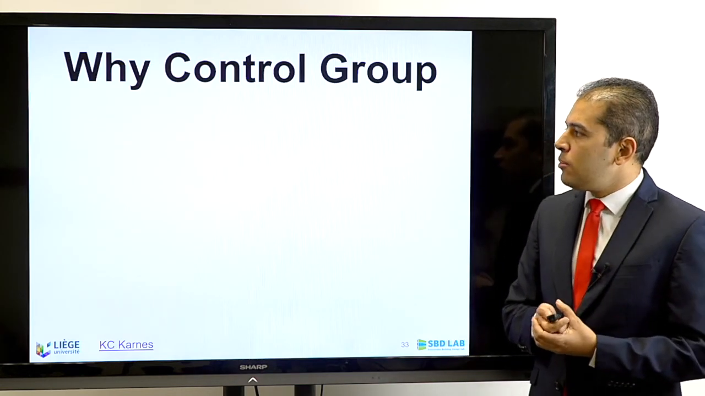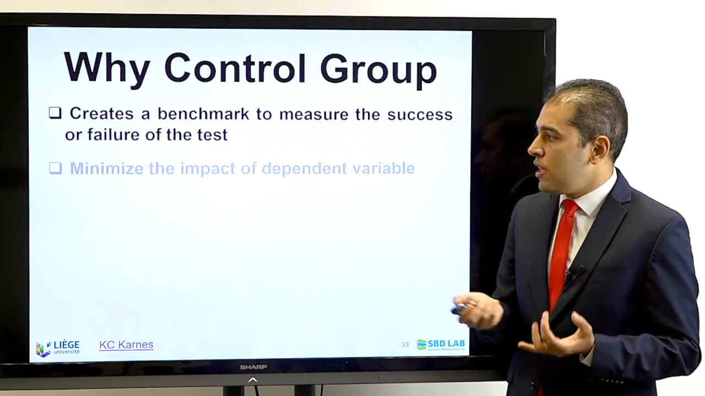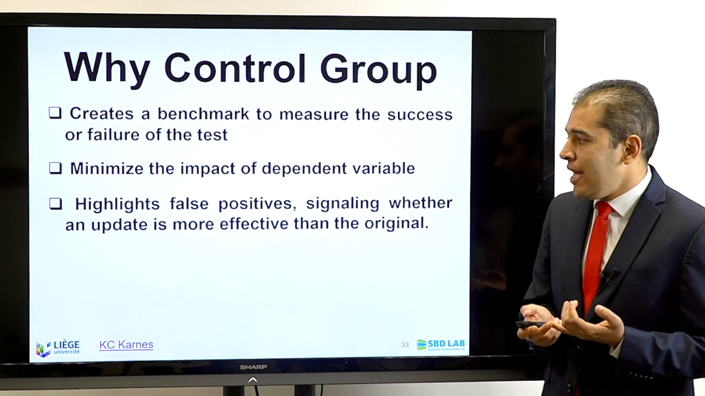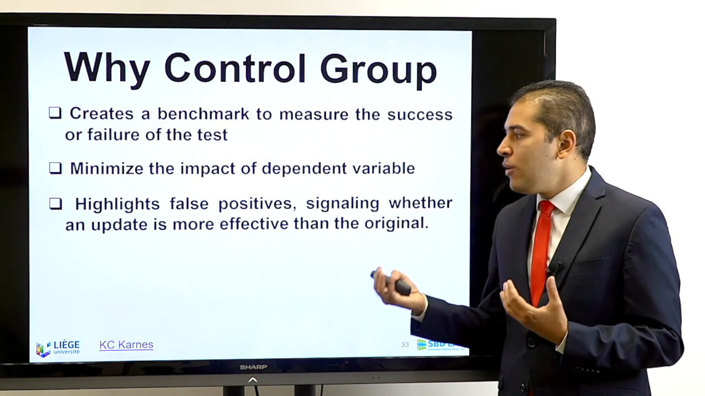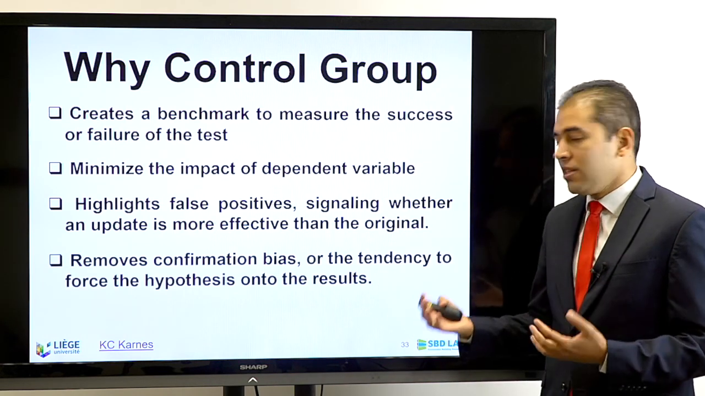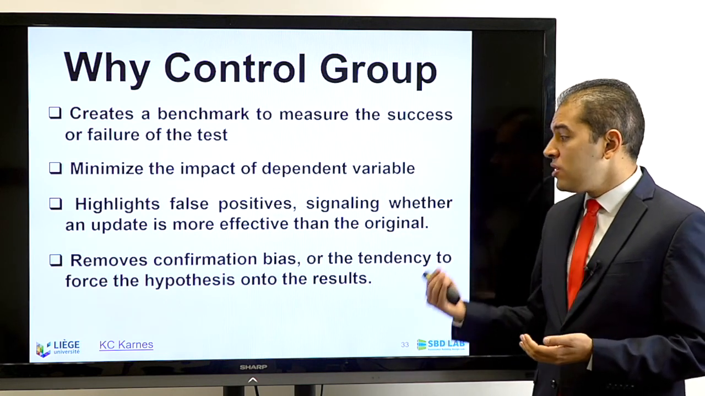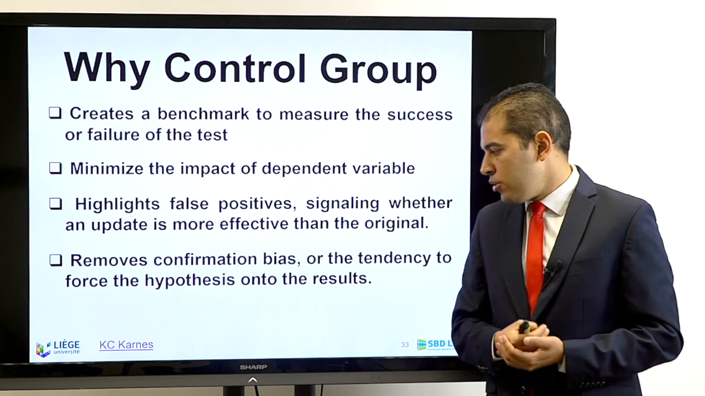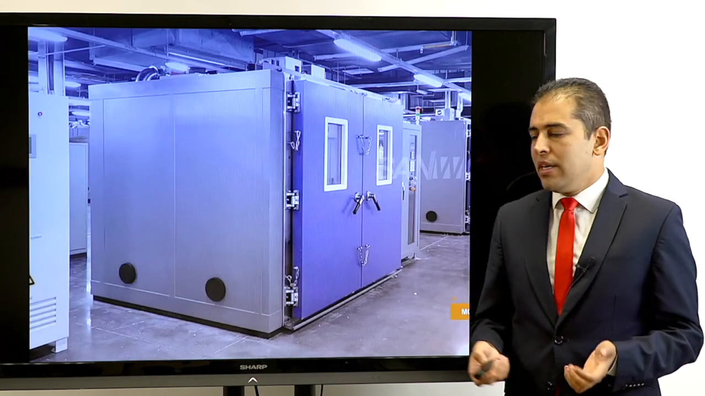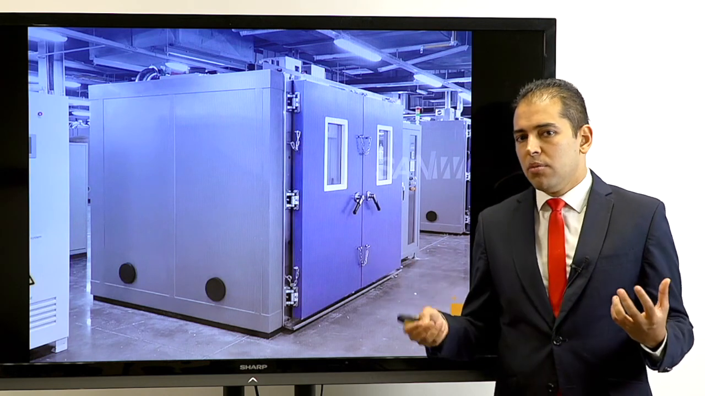So therefore, when we talk about why control groups, we say that they are very important for benchmarking, to measure the success or failure of the test. They allow us to minimize the impact of the dependent variables, and they highlight false positives, signaling whether an update is more effective than the original. They remove the confirmation bias that we want to avoid, to have a high confidence level in the findings, or the tendency to force the hypothesis into results. And therefore, the consequence of having a control group is that I might end up having a chamber, 2 chambers, to test the same phenomena at the same time.